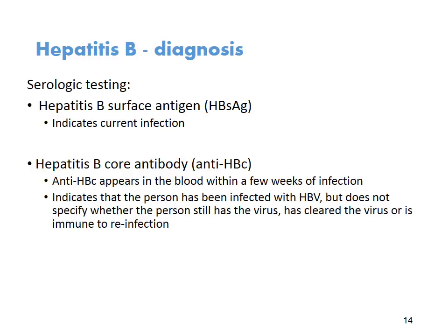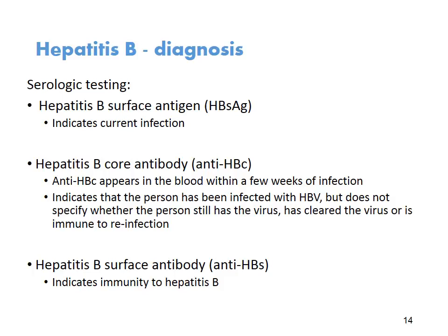Testing for antibodies against hepatitis B is also commonly done. The hepatitis B core antibody, or anti-HBc, indicates that the person has been infected with hepatitis B virus before. However, it doesn't specify whether the person is still infected, has already cleared the virus, or is already immune to reinfection.